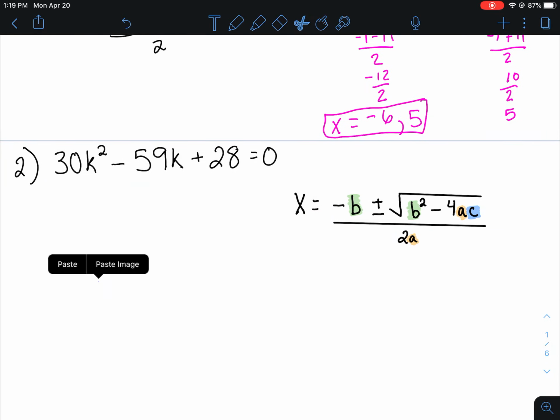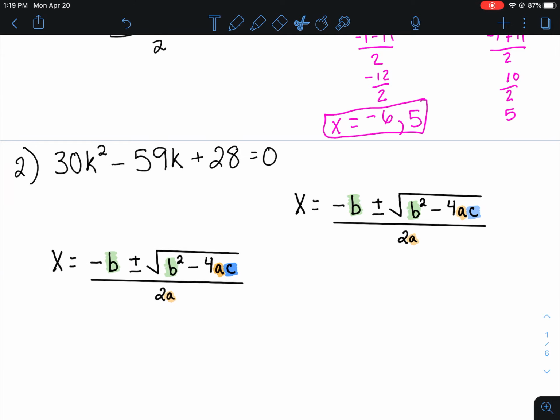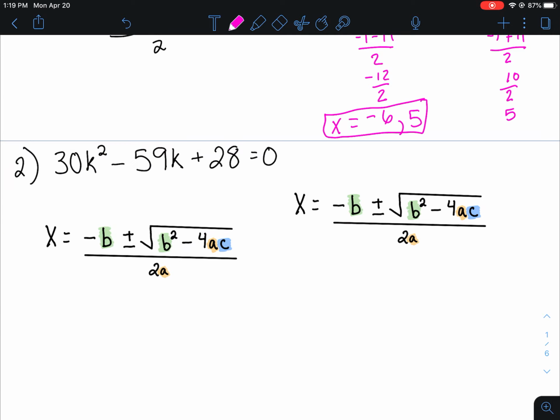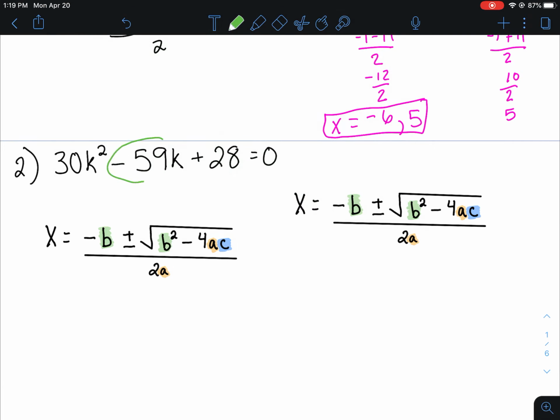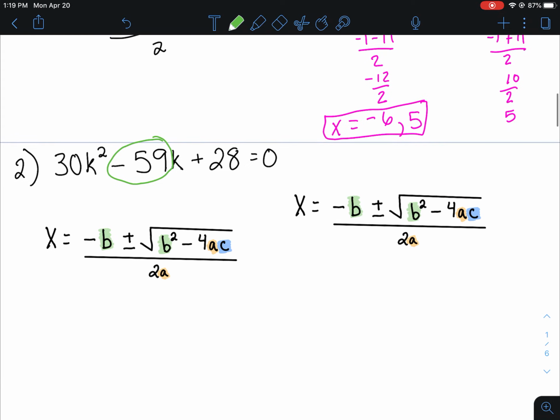All right, so here is our next one. I'm going to, again, paste that equation right here. So remember that starting with our green, this is our green value here, or our B, negative 59. So I'm going to erase these.